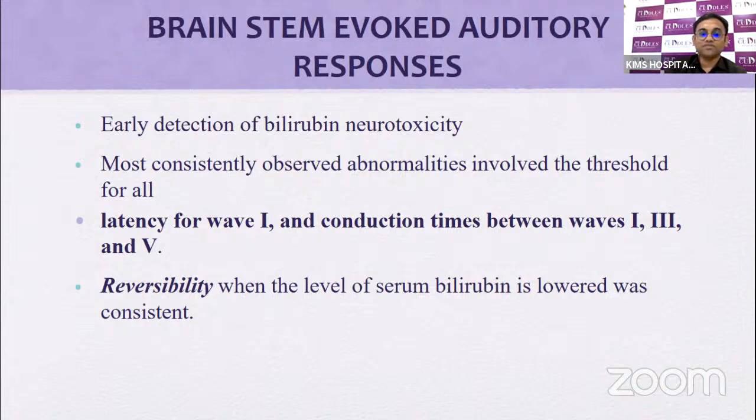These observations are most consistently seen in the babies who have BIND. We can see an increase in the latency for wave 1, and the conduction times have increased between waves 1 and 3 and wave 5. And luckily, in the babies who have these abnormalities, after treatment, when the bilirubin levels come down, the responses become normal once we have reversed the primary condition and brought the bilirubin levels back to normal.